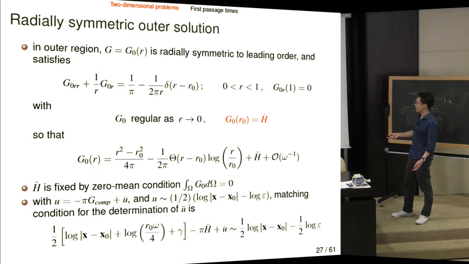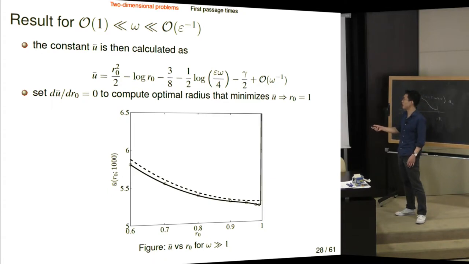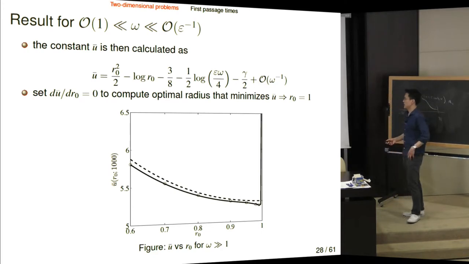Now you go U equals minus pi times this Green's function plus this U bar. You do the matching condition, and then you find this U bar here, and you get a very, very simple expression for U bar. You still have this log epsilon omega. So it tells you that when epsilon omega equals order one, you don't get the log epsilon scaling anymore. So that distinguished regime is omega equals one over epsilon, where the first passage time becomes order one and not log epsilon. And here you can see very clearly that the optimal radius is one.